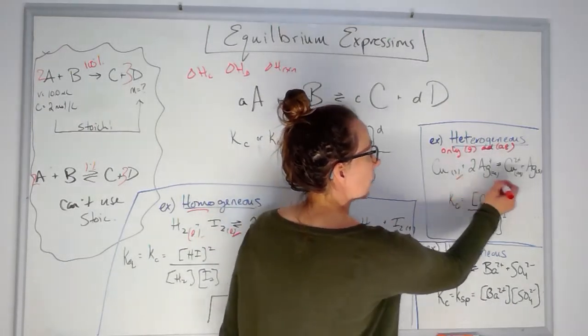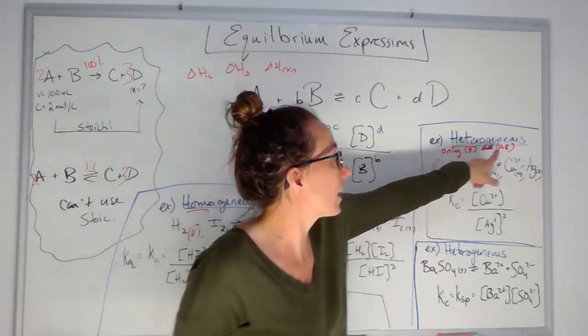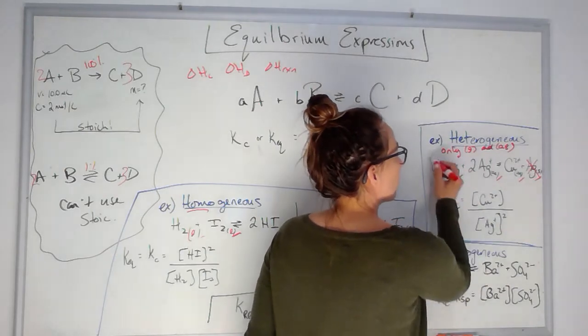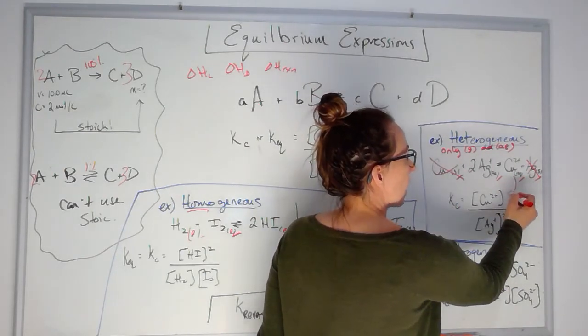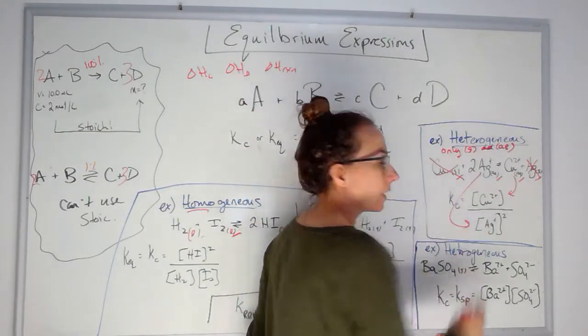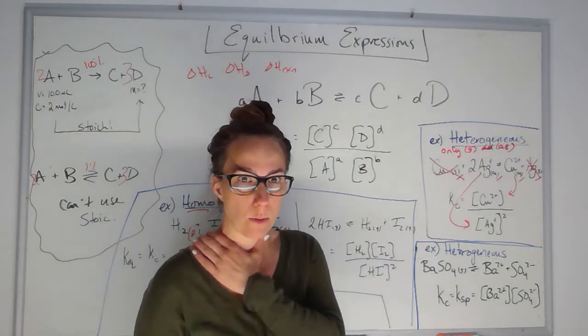So this is solid, aqueous, aqueous, solid. So I only include my gas and my aqueous. So I'm not going to include the solid. I'm not going to include the solid. And so here I have the only aqueous product over the only aqueous reactant squared. And this is the K value for this one.